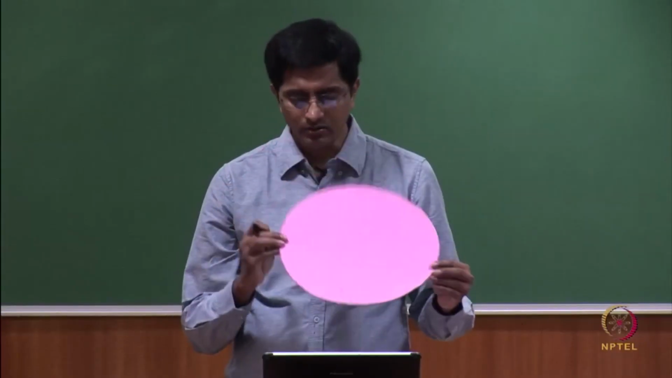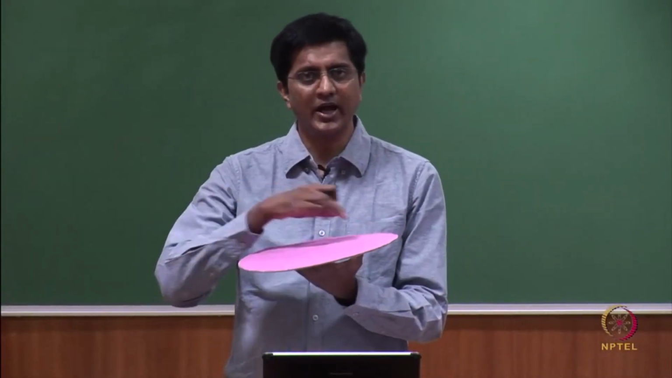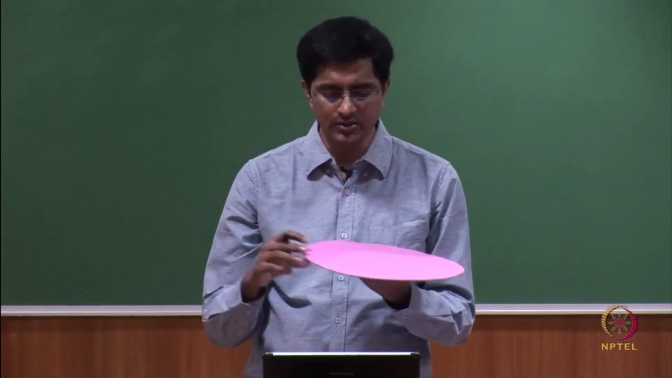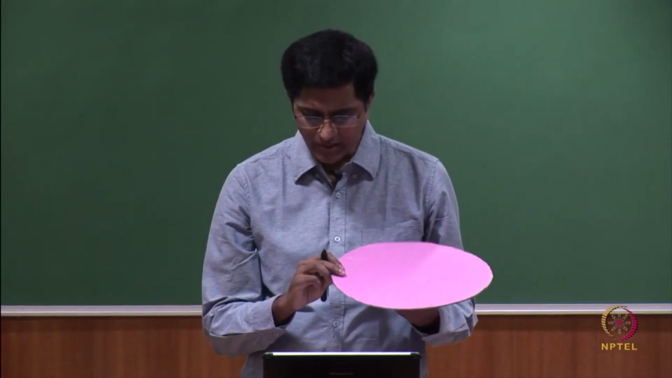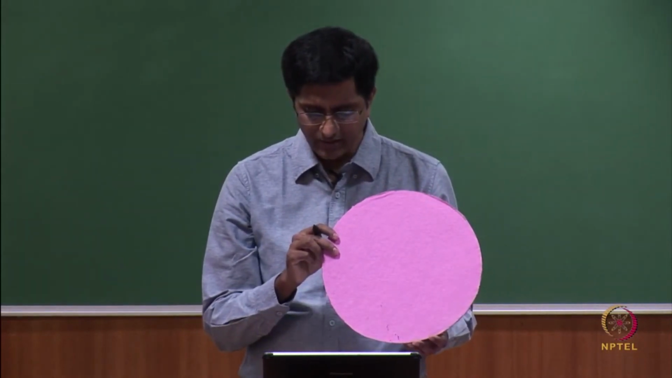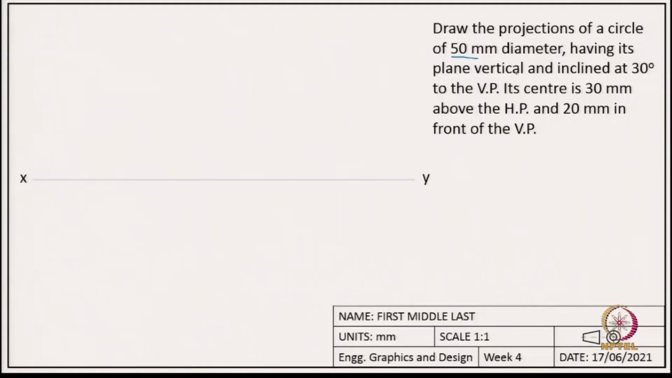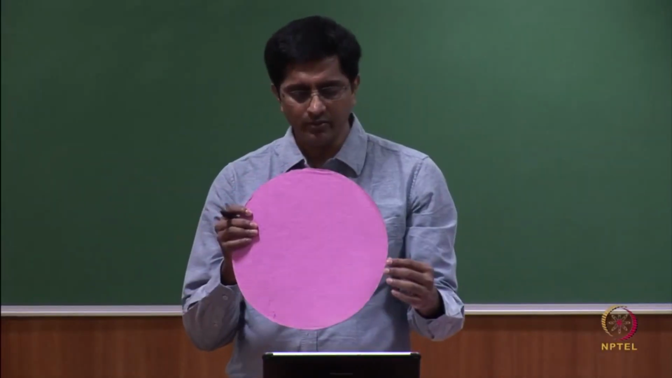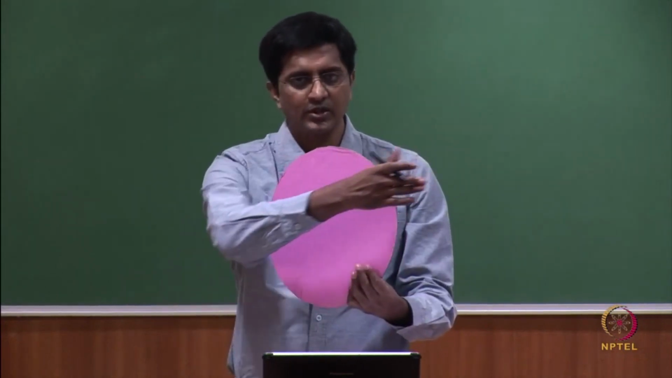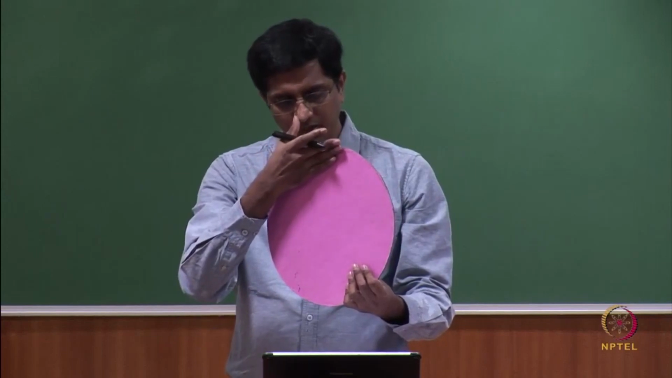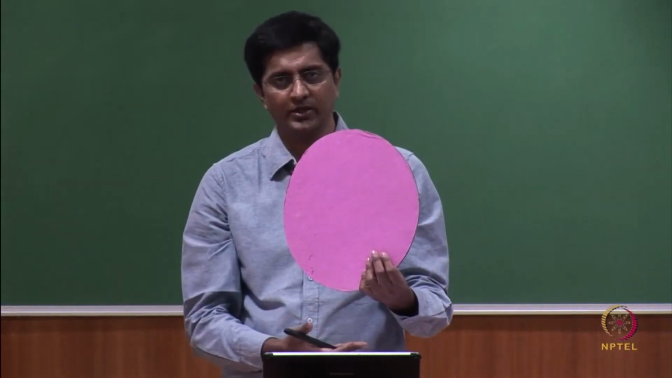So, here is a circle. We will follow the instructions saying that the diameter is 50 mm, let us say 50 units, because it is much bigger than 50 mm. And we also have this plane vertical and inclined. Probably what is missing is that it is vertical to the horizontal plane and inclined at 30 degrees to the vertical plane. So, let us say this is the vertical plane, probably this is what they meant by inclined at 30 degrees to the vertical plane, and this plane is also perpendicular to the horizontal plane.